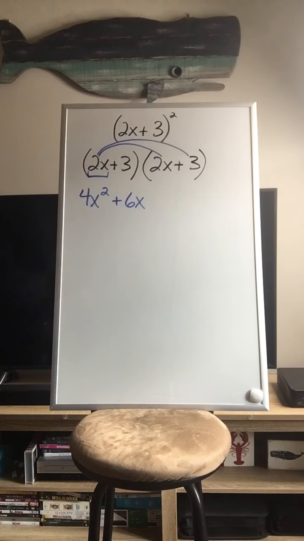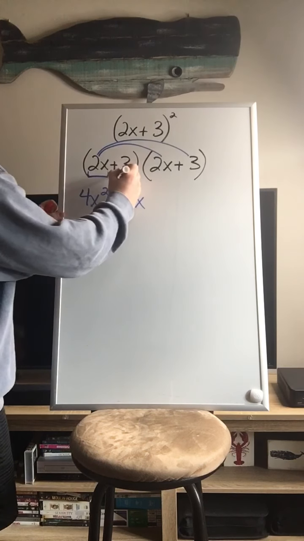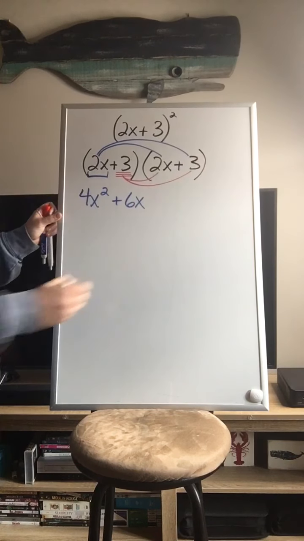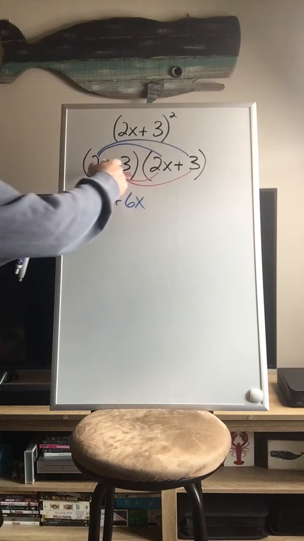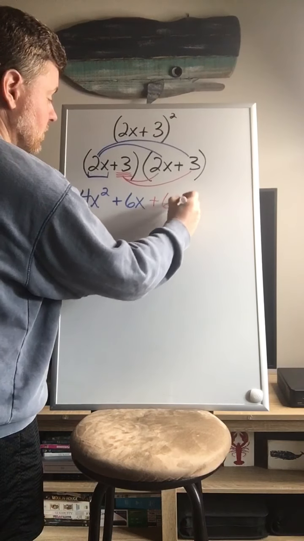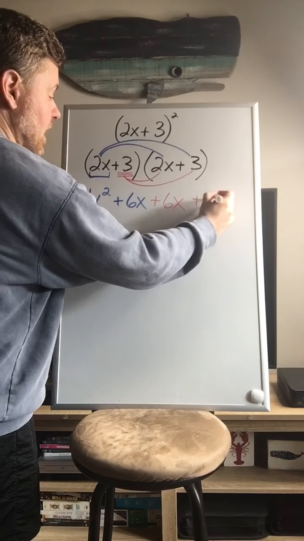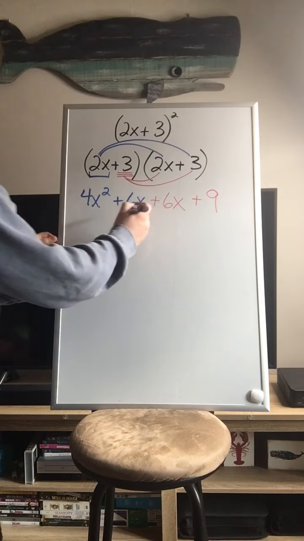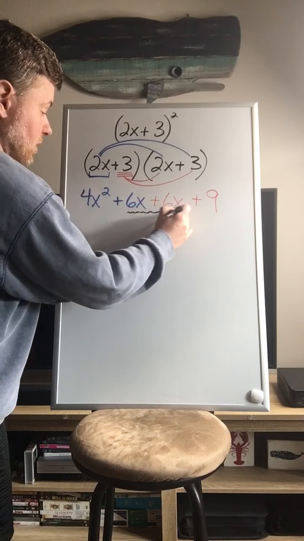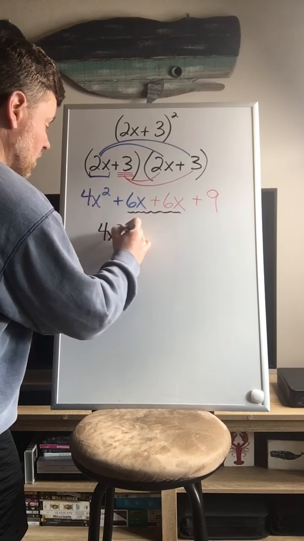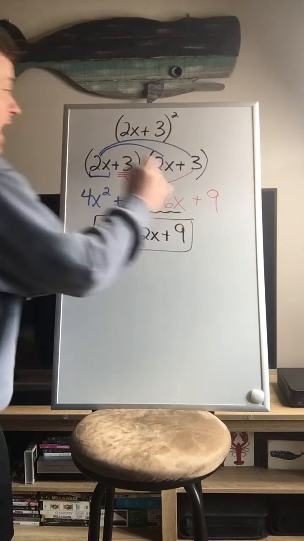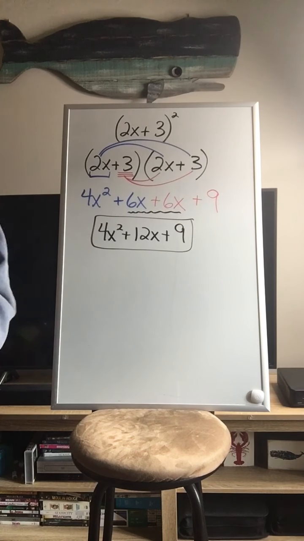But now again, we're not done, because we have to take this 3 right here, and we have to distribute it to the 2x, and we have to distribute it to the 3. So 3 times 2x is 6x, and 3 times 3 is 9. So we end up with a final answer now. After we combine like terms, we combine the middle terms: 4x squared plus 12x plus 9 is our final answer. So that's the expanded polynomial answer for (2x + 3) squared.